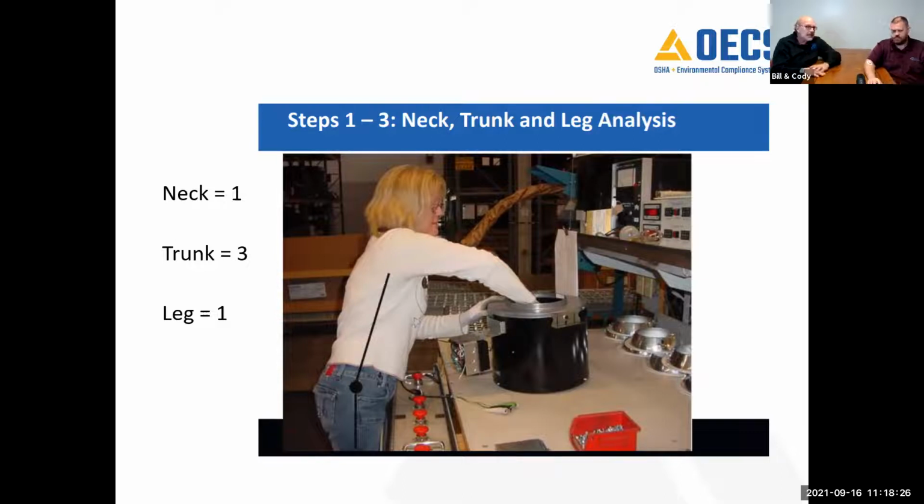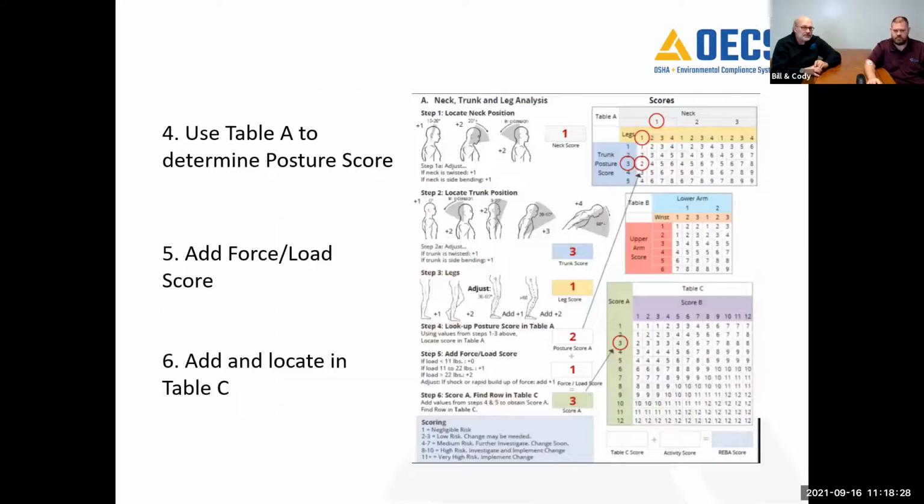Spot on. So let's see how these scores are arrived at using the REBA scale. If you see that A with the neck, trunk, and leg, in step 1, which is locate the neck position, you can see that she's in that first position, which designates a 1. Now, there's no adjustments, which is that step 1A. Many of these have an adjustment for some of the other considerations that might be in play with twisting or bending or abduction or adduction, and we'll get into some of those.